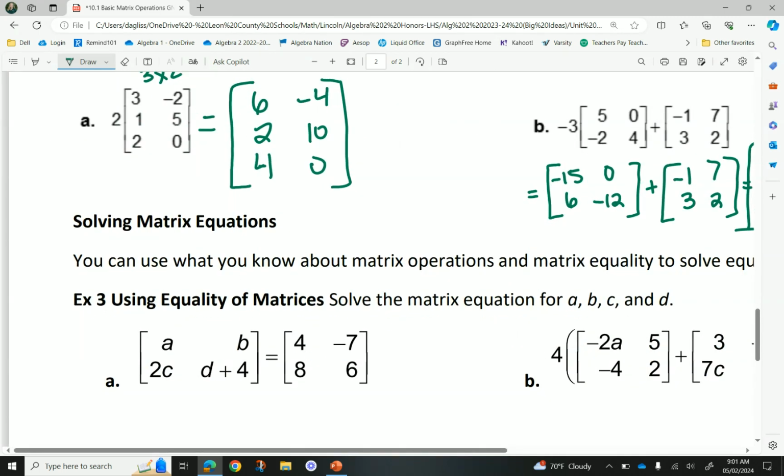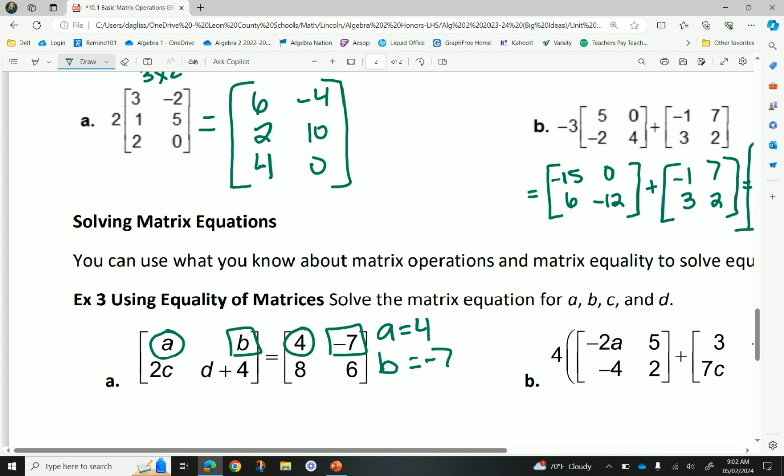2 by 2, 2 by 2, we're good to go. So each entry matches with another side. Right away, I know A equals 4 because they're in the same position. They're both first row, first column. So I got that one. A equals 4. Which other one kind of stands out to me? B equals what? B equals -7.